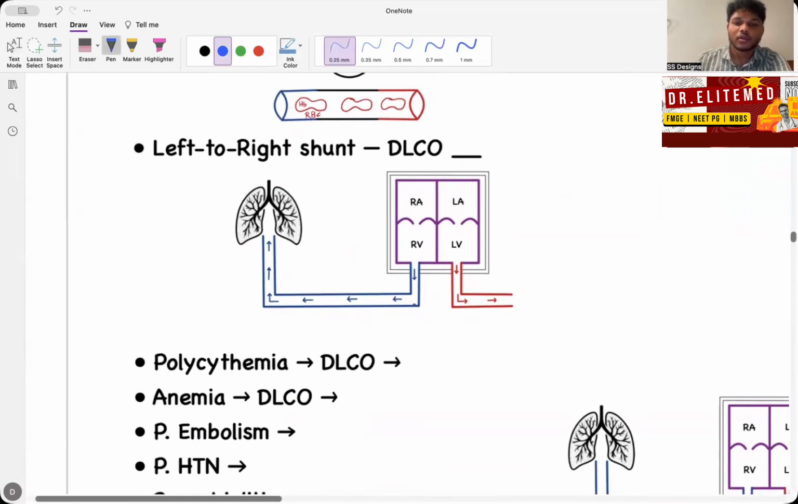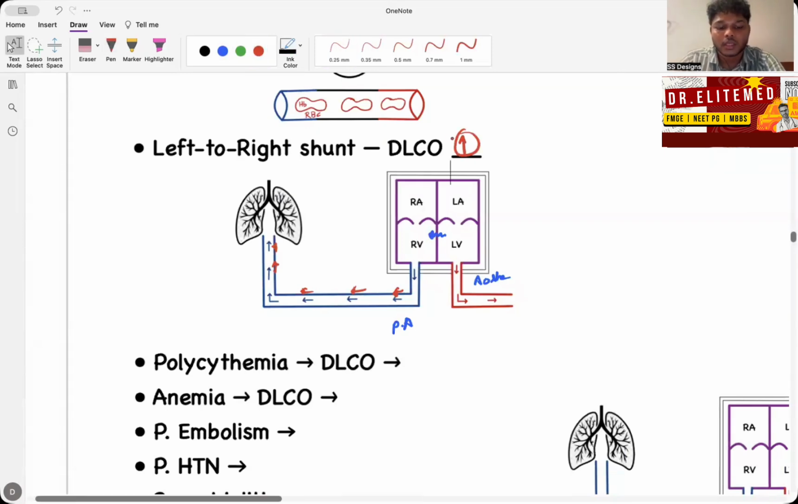In left to right shunt, what is going to happen? This is the representation of the aorta. This is the pulmonary artery. There will be a significant amount of blood entering the right ventricle. Here there is going to be a mixture of deoxygenated and oxygenated blood, right? So it is going to go inside the lungs. And what happens here? It will increase, right?